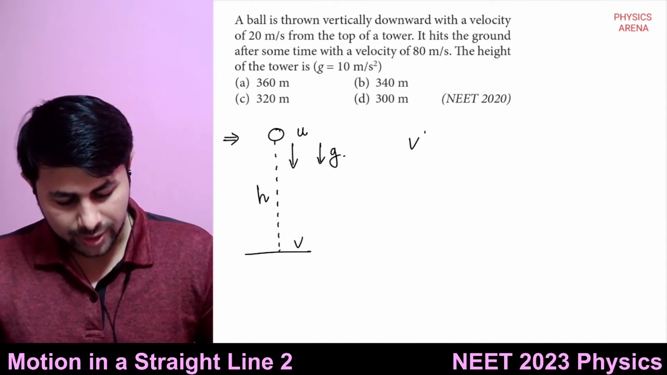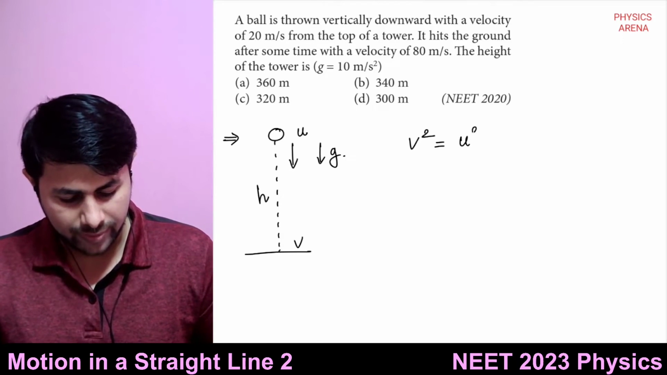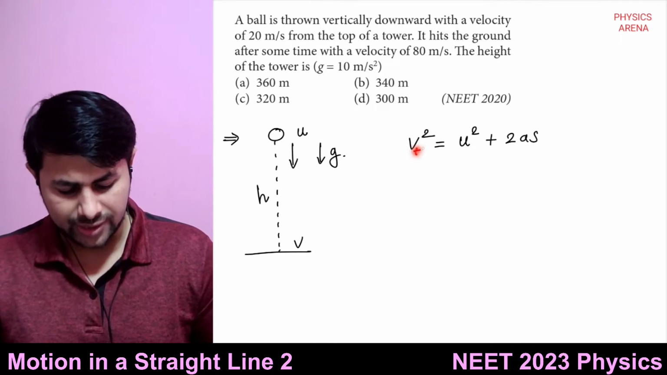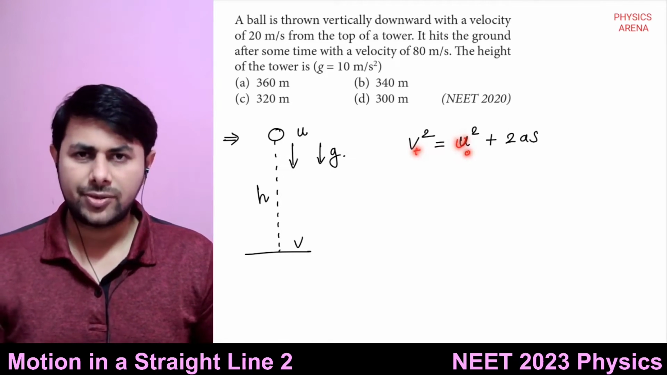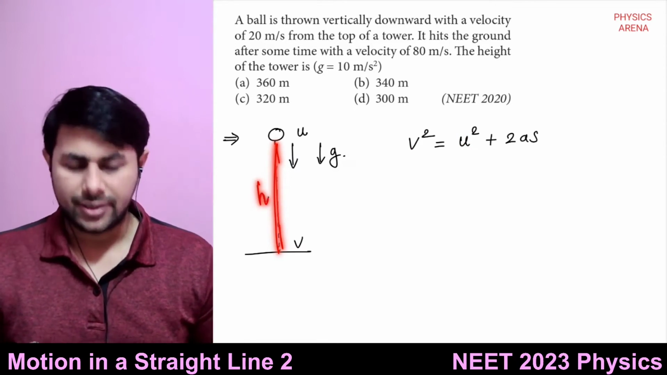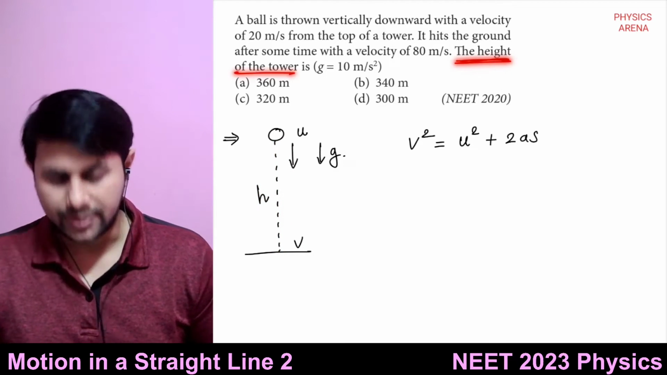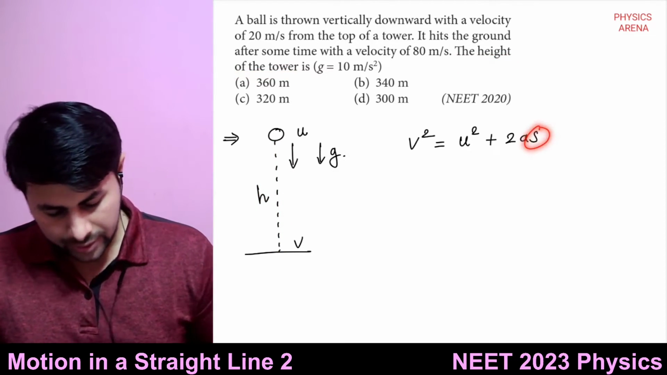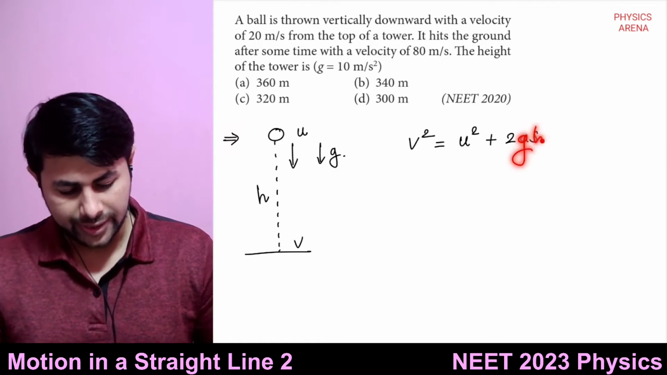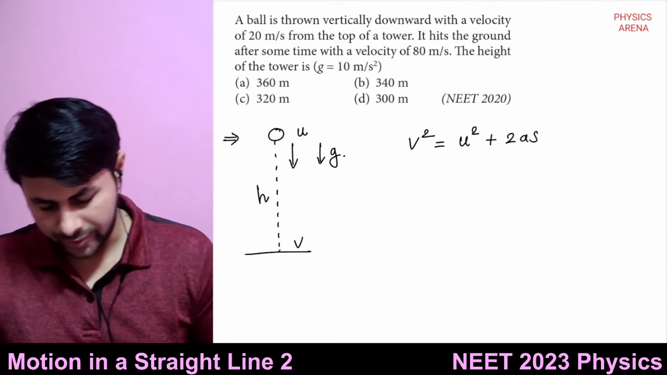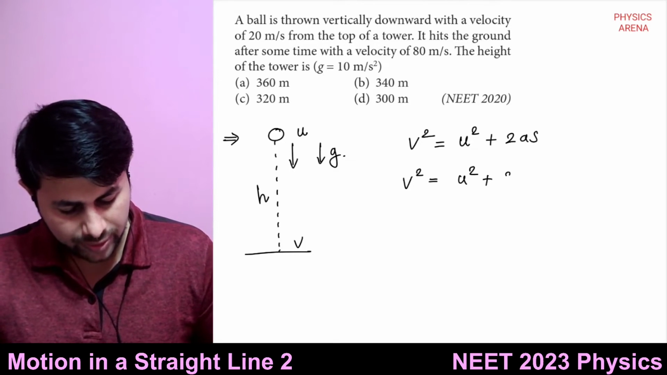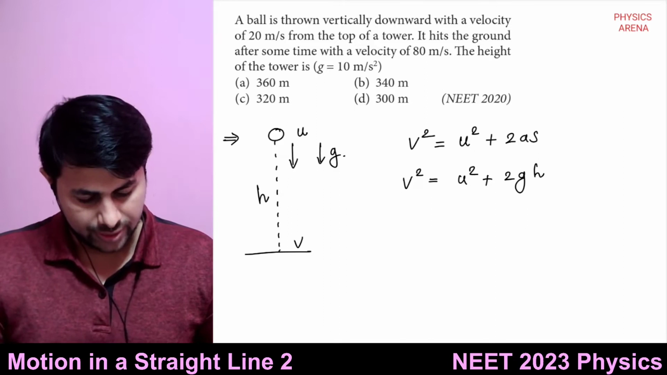So this formula, v square equals u square plus 2 times a multiplied by s, or we used vt square equals v naught square plus 2 times a multiplied by s. Here s is equal to this height, and we are asked about the height, right? So we substitute a equals g, and s equals h. So v square equals u square plus 2 times g multiplied by h is what we get.